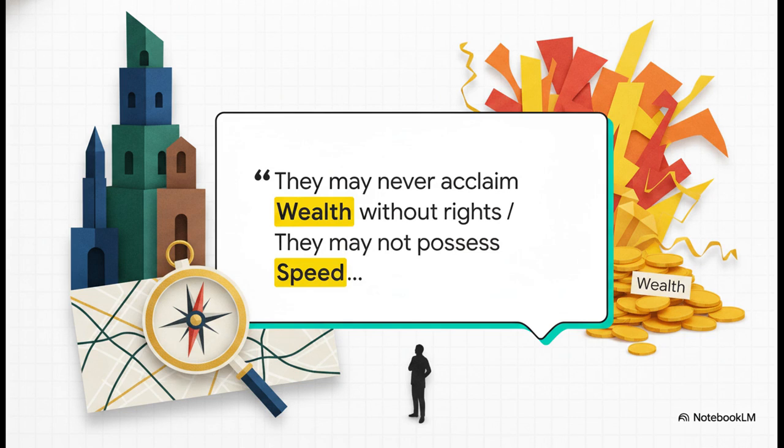Her focus then shifts to their profound sense of personal integrity. She writes, they may never acclaim wealth without rights. They may not possess speed without accurate depth. This really highlights that true outliers value depth, accuracy, and doing things the right way over the superficial pursuit of quick speed and empty wealth. They just refuse to cut corners just so they can join the cluster.